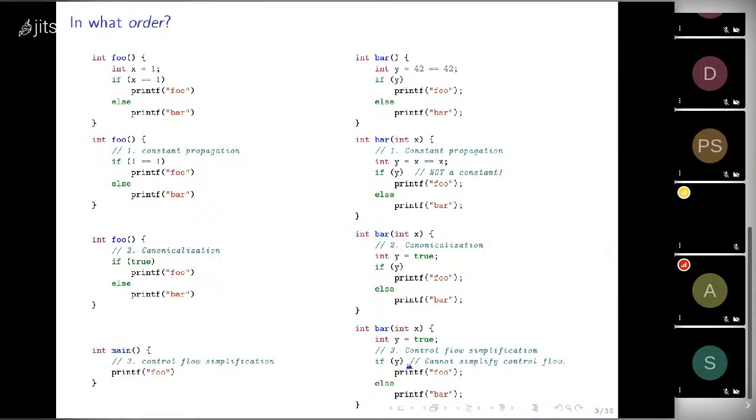Right. So in some sense, it's clear that trying to run things in the same order isn't going to work, because an order that might work well for one program might not work well for another program. Now the classic way to actually overcome this is to simply rerun your transformations over and over.